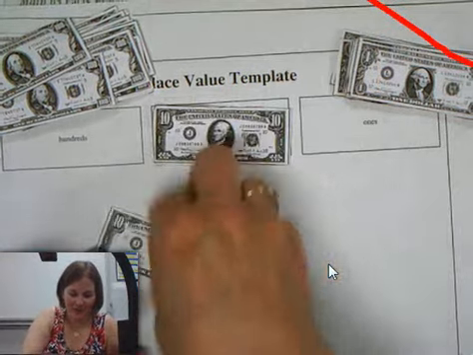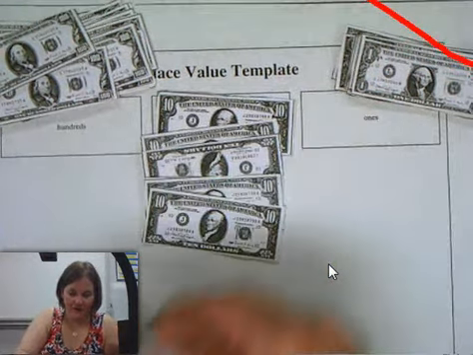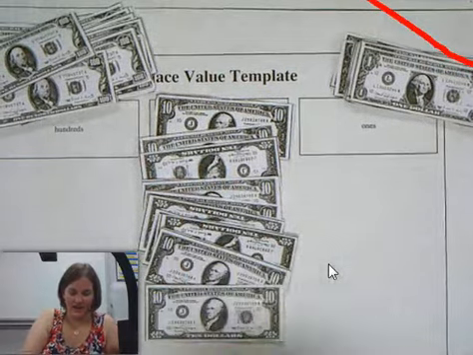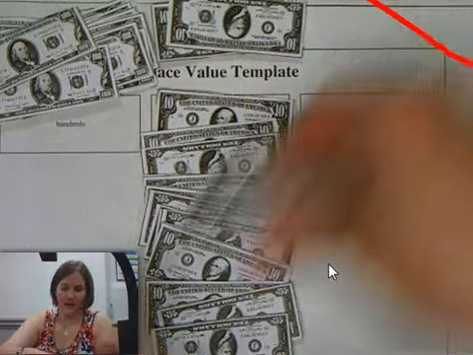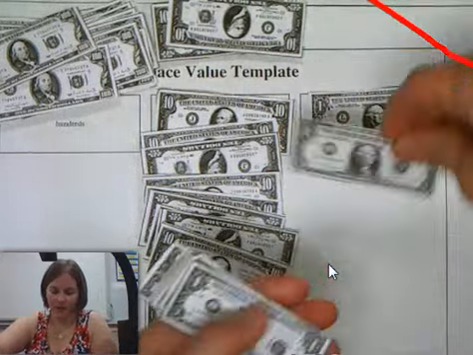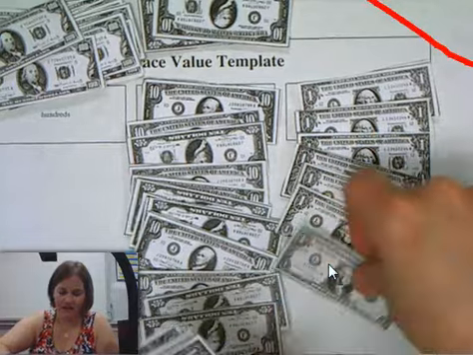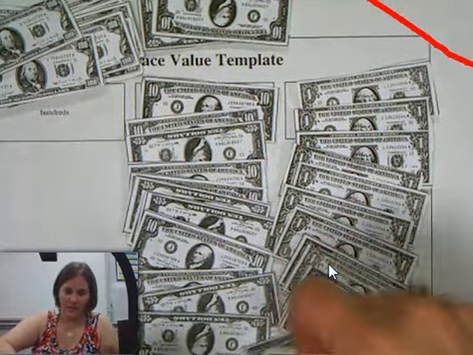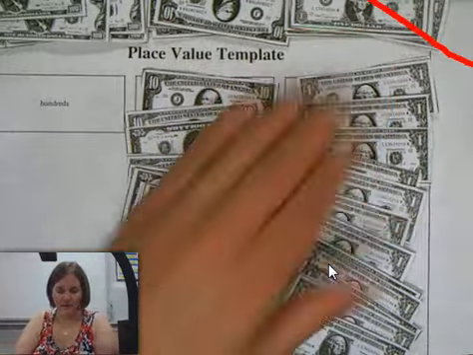So 1, 2, 3, 4, 5, 6, 7, 8, 9, 10, 11, 12. Okay, and then 12 ones also. 1, 2, 3, 4, 5, 6, 7, 8, 9, 10, 11, 12. All right, these are the extras up here for any trades.